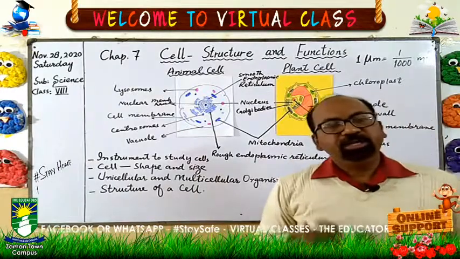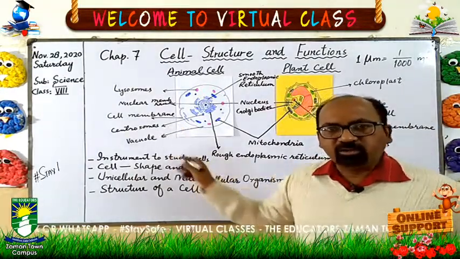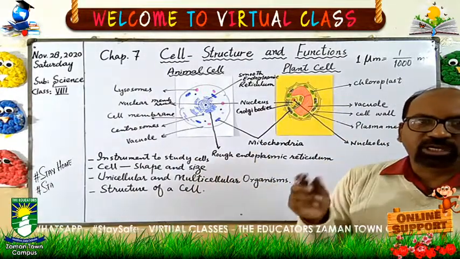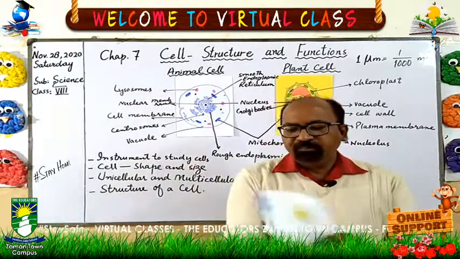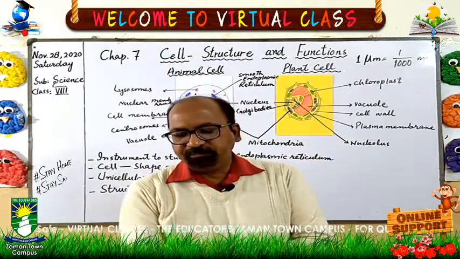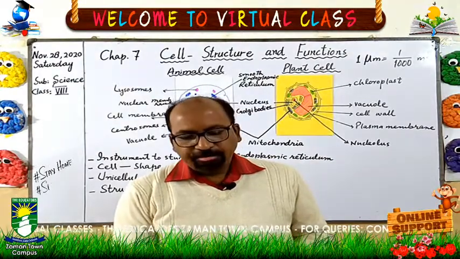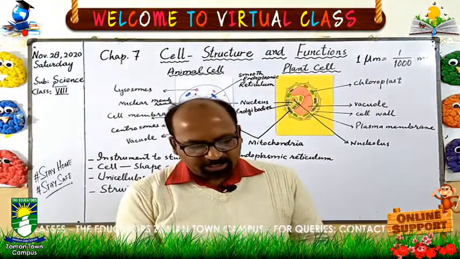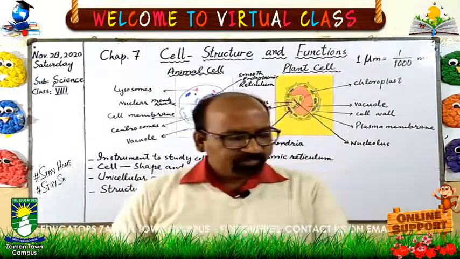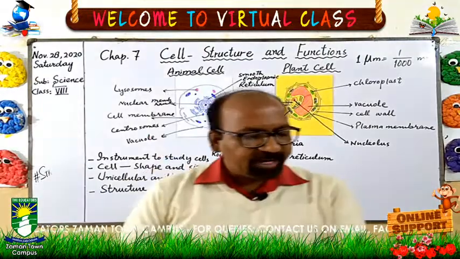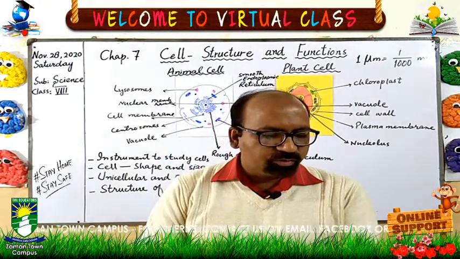We will definitely discuss these organelles, their function, their structure during the next lectures. So now come towards the homework. Open your book at page number 98. Assessment 2, A part. Answer the following questions in 1 or 2 sentences. Name any 2 unicellular organisms.